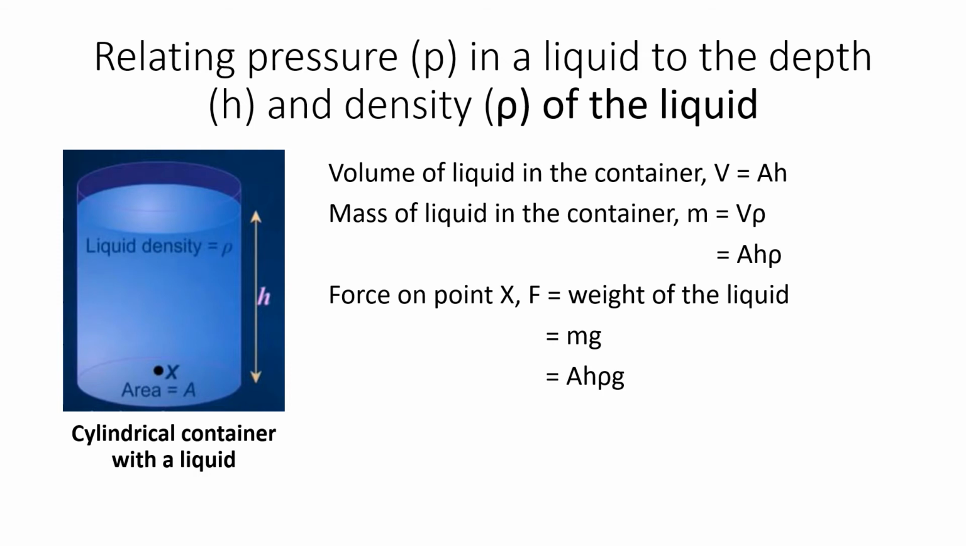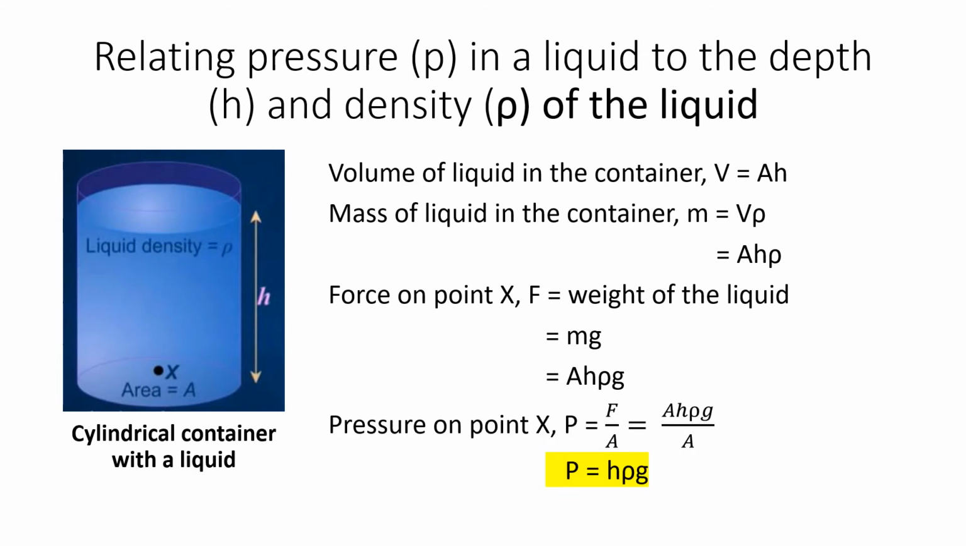At this point, we can find the force acting on point X. Pressure on point X is calculated by using the formula force over area. The expression P equals h times rho times g shows that the pressure at any point in a liquid at rest is directly proportional to the depth, the liquid density, and the gravitational strength.